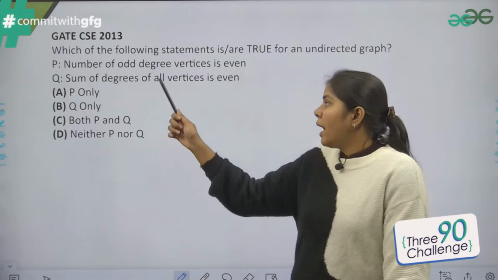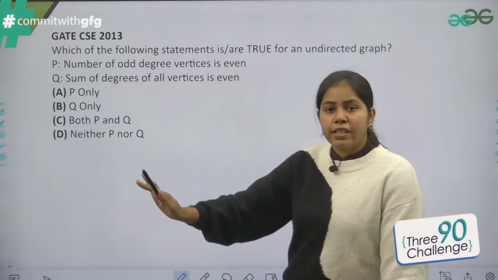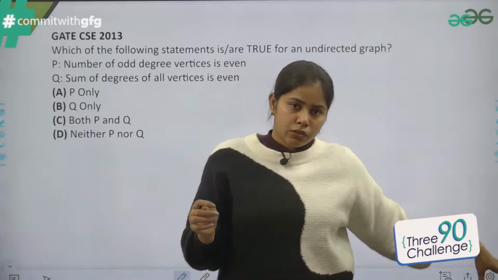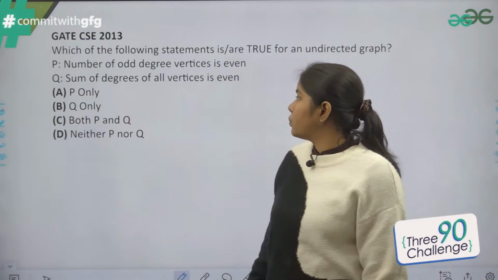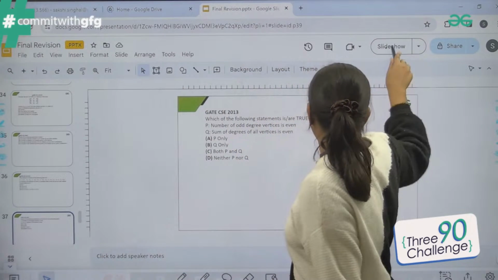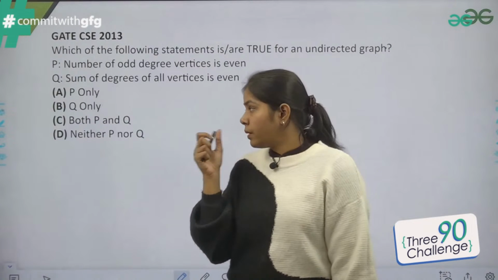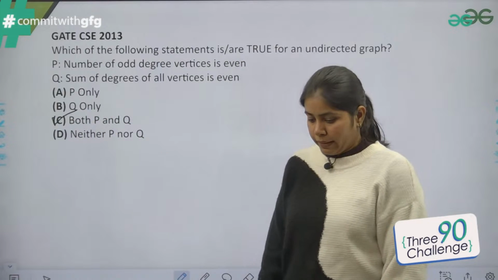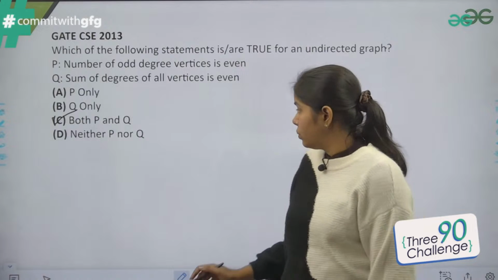And if I divide the left side into odd degree vertices and even degree vertices, and take the even degree vertices to the right-hand side, then the right-hand side would be wholly even, so the number of odd degree vertices would also be even. So here both P and Q are true. Option C is true, right? I hope it is clear why option C is true.